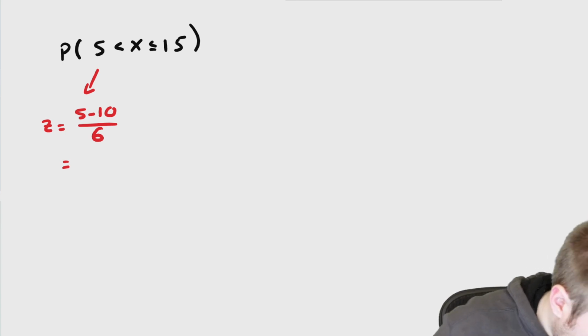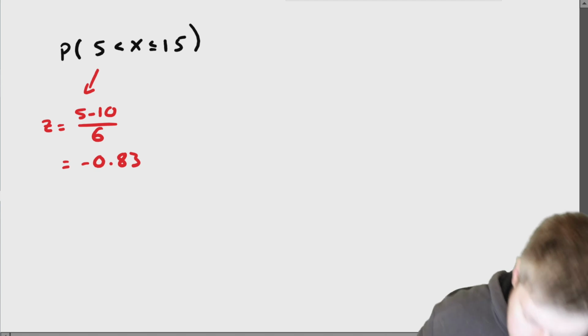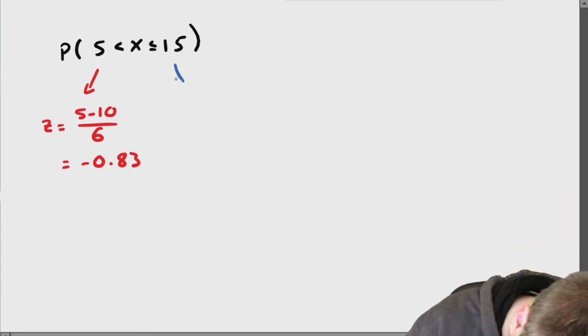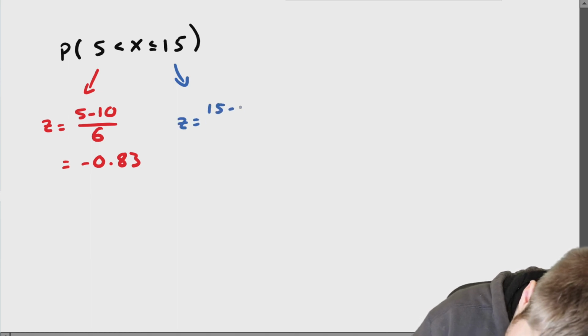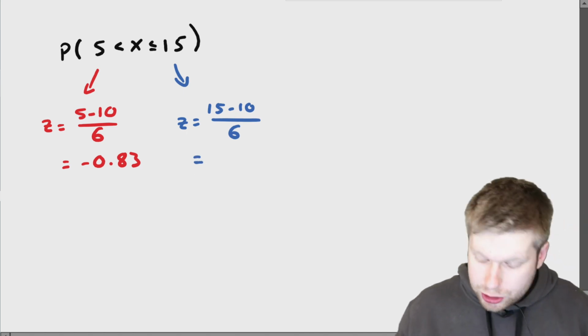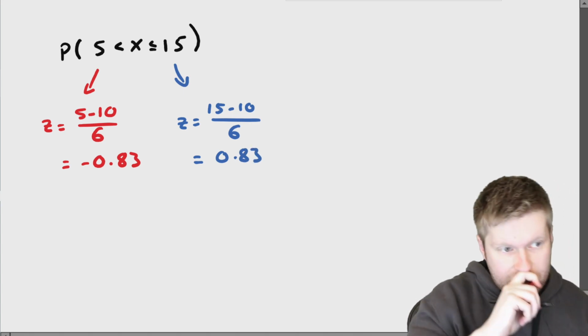Is going to give us negative 0.83. Okay, so negative 0.83. That's how many unit standard deviations 5 is. Let's work out how many units of standard deviation 15 is. That's going to be z is equal to 15 minus 10, all divided by 6. Okay, this is nice and symmetric. That's just going to be 5 divided by 6, which is going to be 0.83. So this is a nice and symmetric one here.